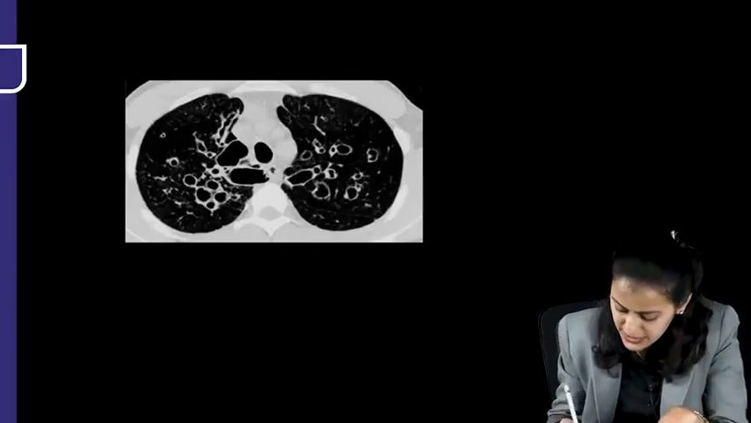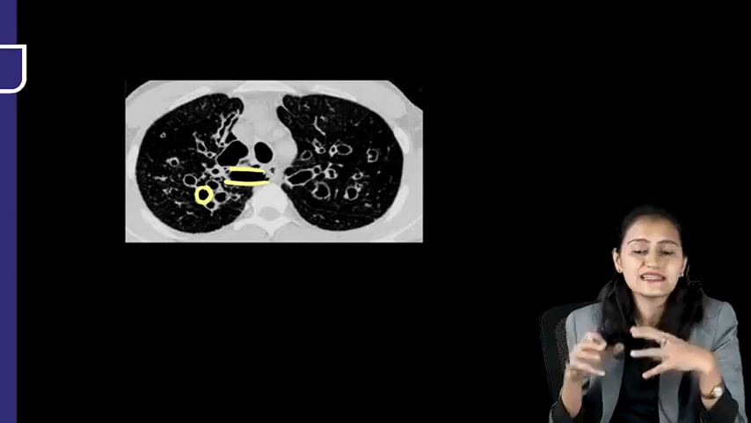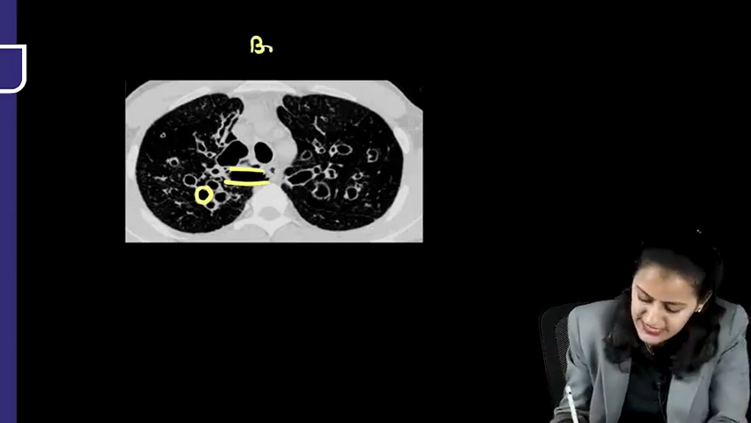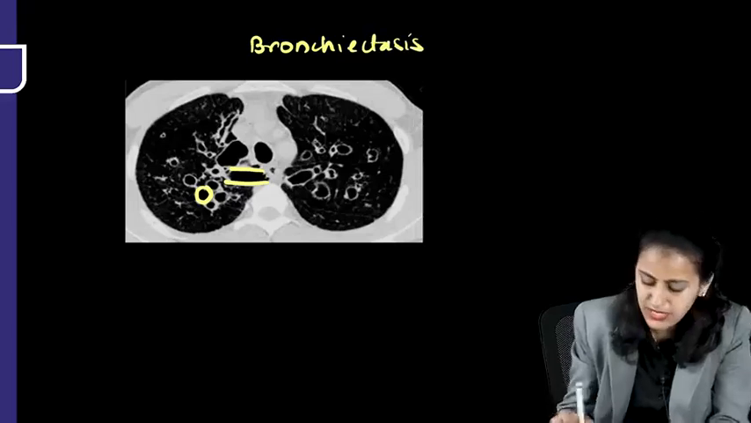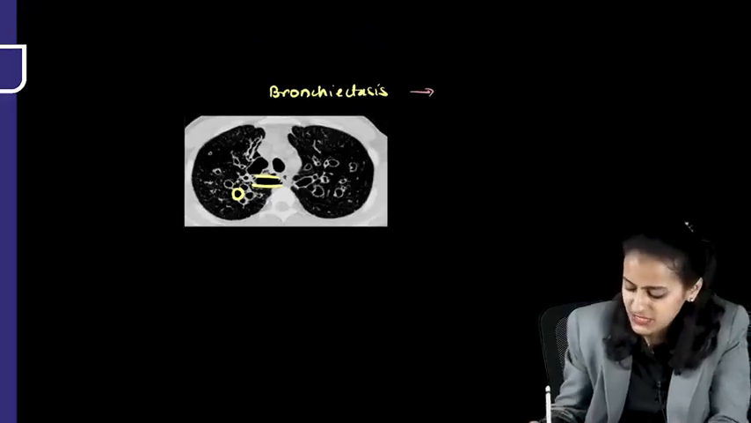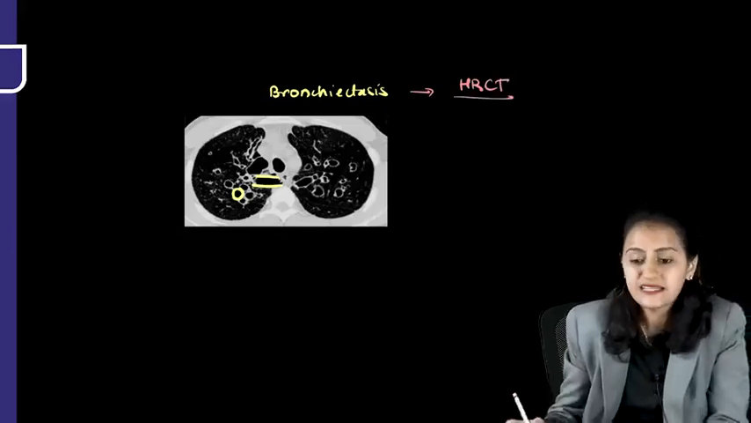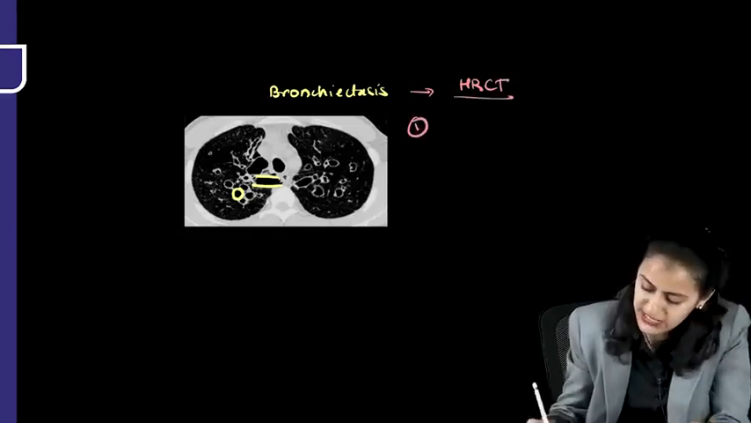Next one, what do you think is the diagnosis here? So what you see are these air containing structures which are dilated and thick walled. What are these? These are bronchi which are dilated. So the diagnosis here is bronchiectasis. What is the best investigation for bronchiectasis? It is HRCT chest.